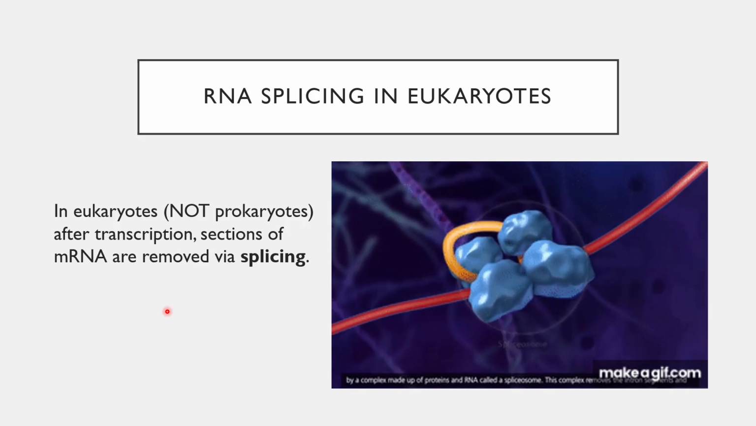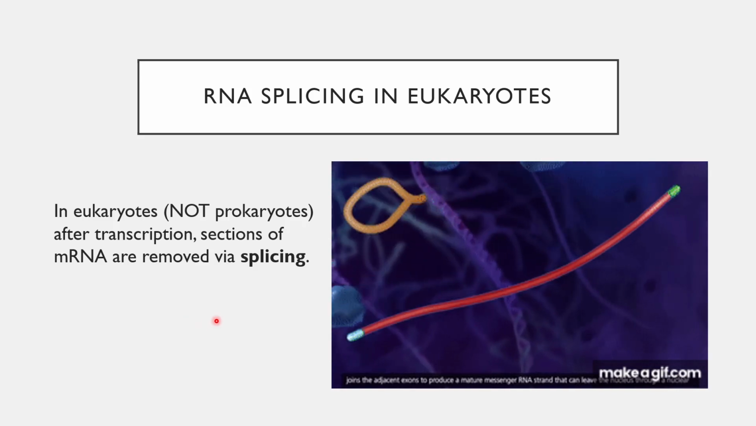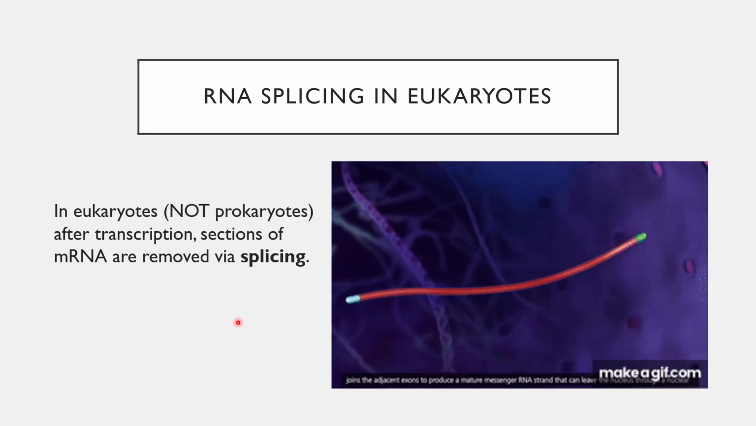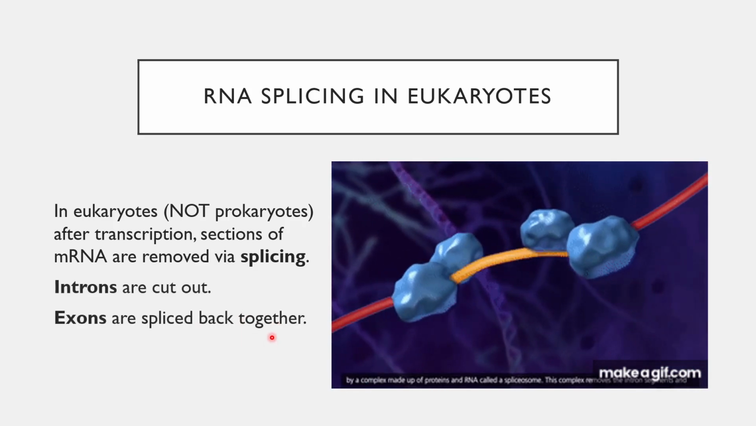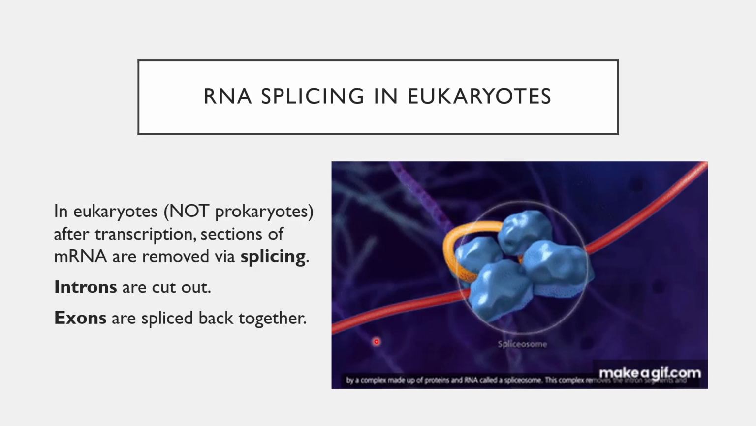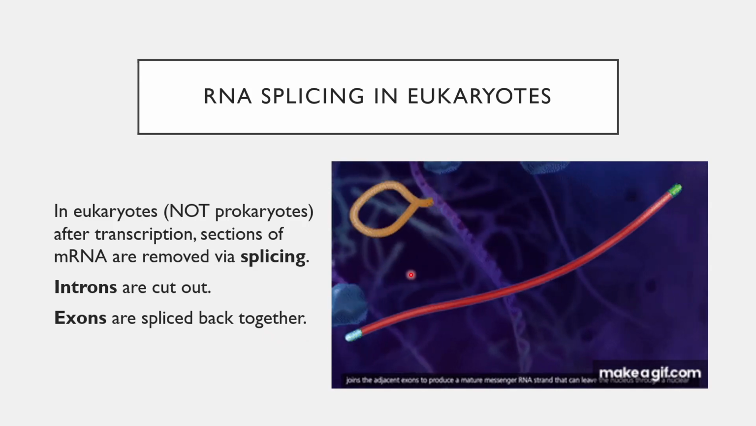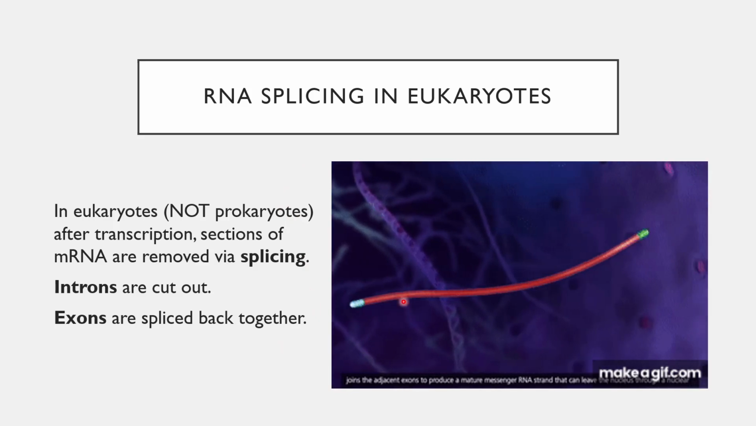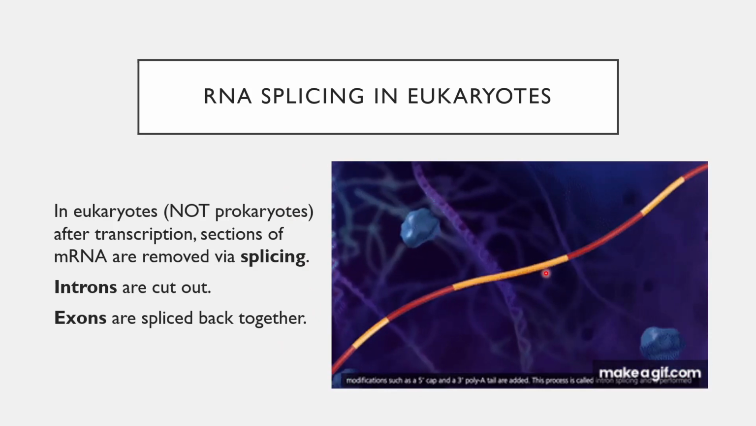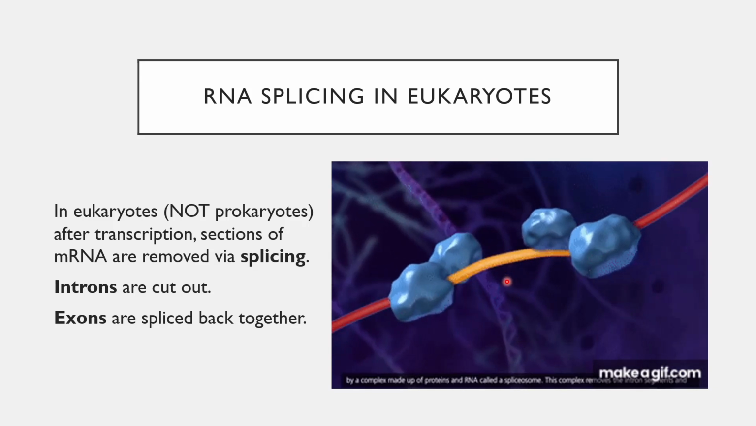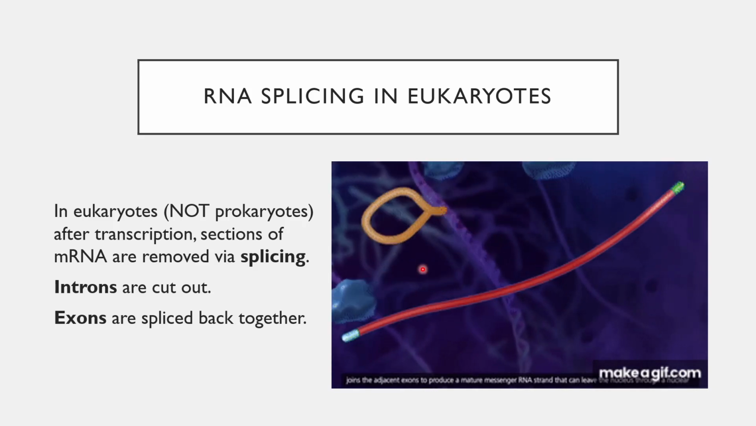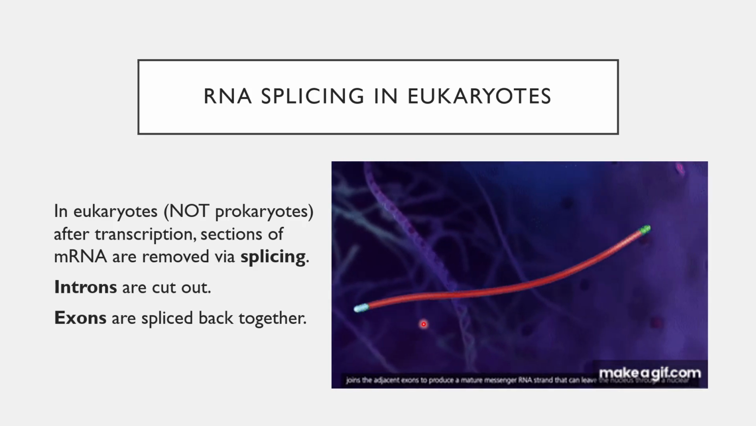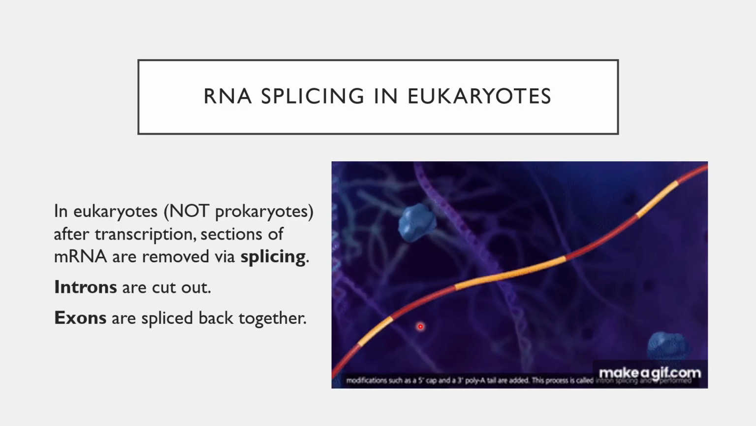What RNA splicing is, is the removal of certain sections of that messenger RNA called introns, and then the sealing up of the remaining exons, which in this animation right here, the introns are shown as yellow lengths of messenger RNA, and the exons are shown as red lengths of messenger RNA. As you can see, the yellow bits get cut out and the red bits are left behind.